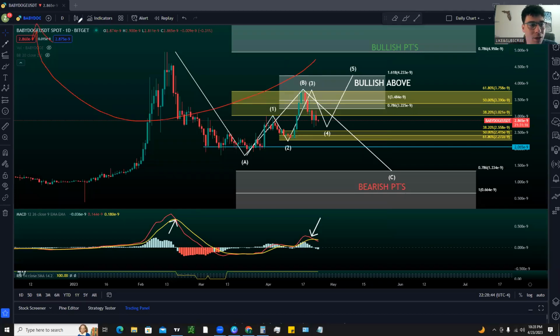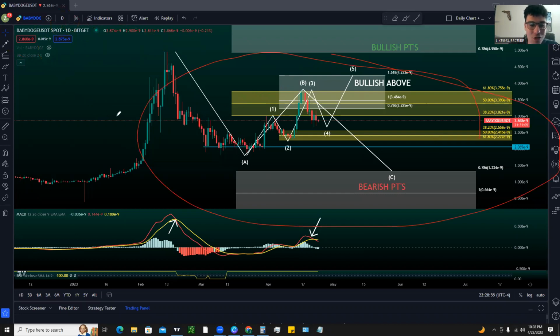We're going to look at Baby Doge today, okay? Ticker symbol Baby Doge. Looking at things on the daily time frame as always. We're going to go over some of the possible structures that we have. If this chart looks complicated to you guys, don't worry.